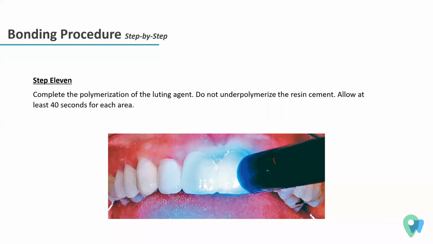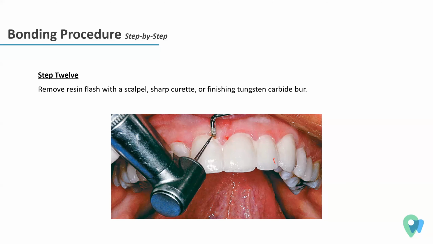Step 11. Complete the polymerization of the luting agent. Do not under-polymerize the resin cement. Allow at least 40 seconds for each area. Remove resin flash with a scalpel, sharp curette, or finishing tungsten carbide burr.